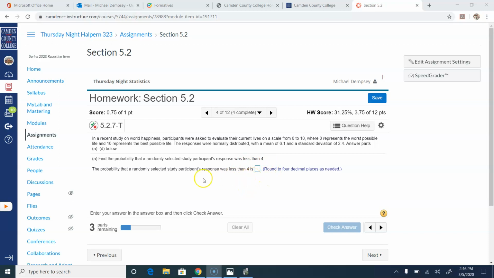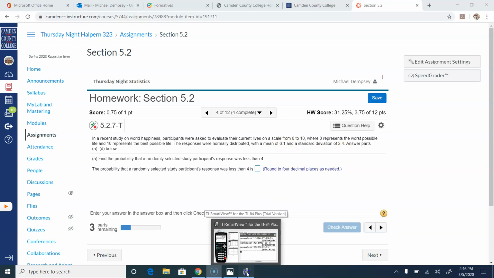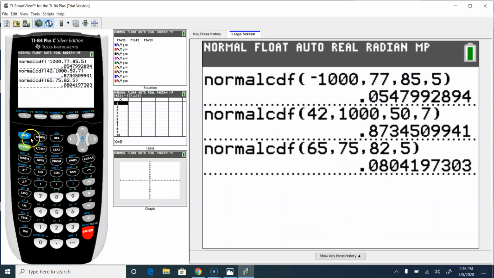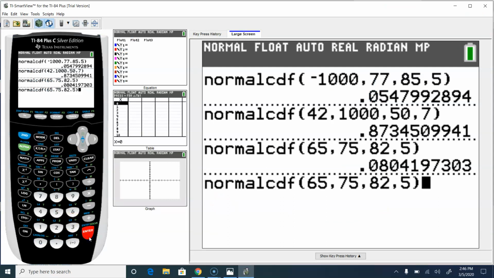Okay, so our lower limit is going to be like negative infinity or negative 1,000. 4 is the upper limit because we want everything less than it. And then our mean and standard deviation are 6.1 and 2.4 respectively. So we pick a really low lower limit, like negative 100. Again, negative 10 should be plenty big enough given the mean and standard deviation that we have, but we'll just be excessive with that.